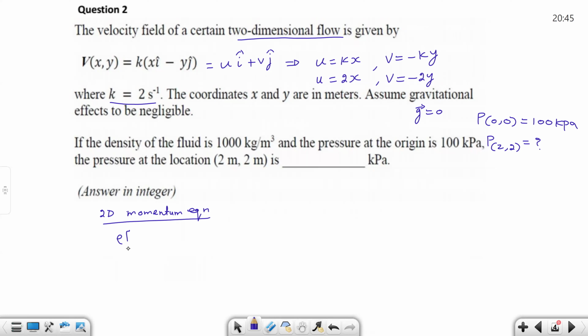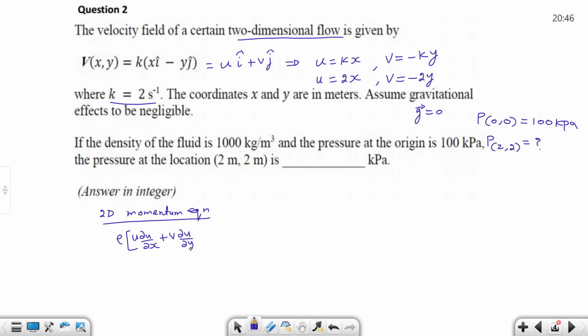So rho into u dou u by dou x. So if you look at u and v, the velocity vectors are not having the time derivative. So we need not write the time derivative.